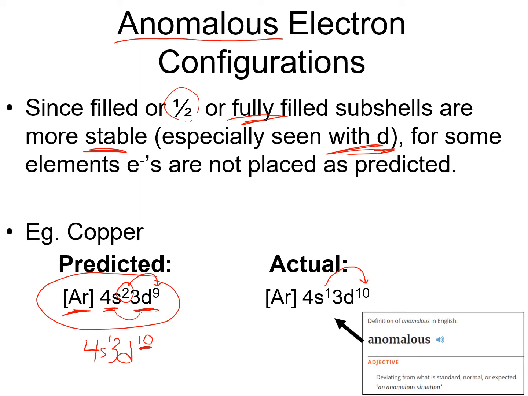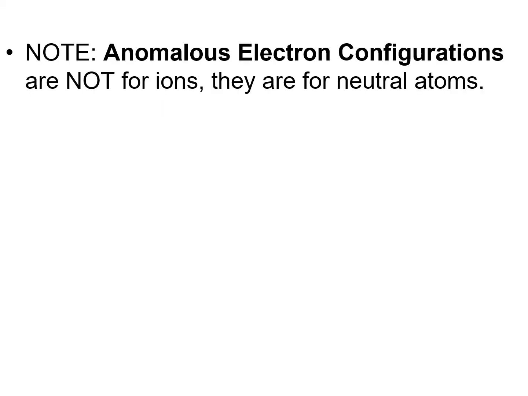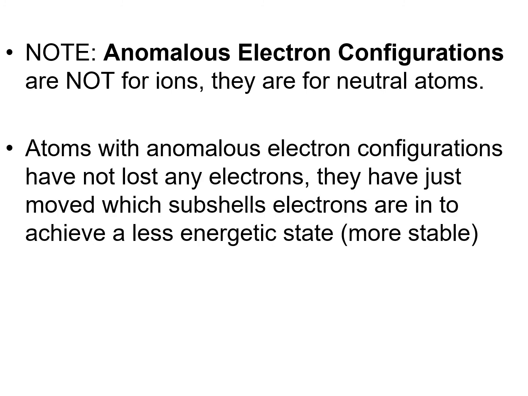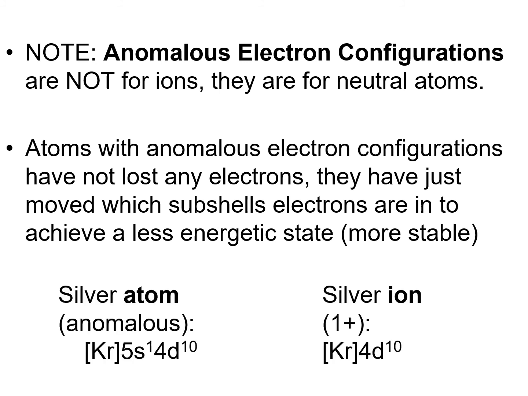So anomalous means not exactly what you'd predict, and this is what you'd predict just by following along, adding electrons along the periodic table. But because we have a chance of having a full d subshell, if we just borrow one of these electrons over from the s, and that turns out to be more stable, then that is what happens for copper. So anomalous electron configurations, again, remember they're not ions. We're not talking about them losing electrons or gaining electrons. They're moving their own electrons from one subshell to another so that they become more stable.